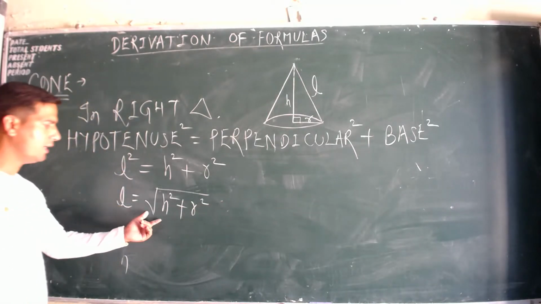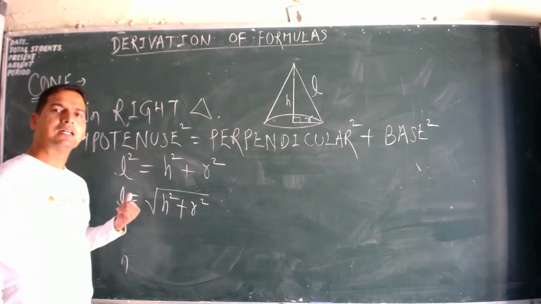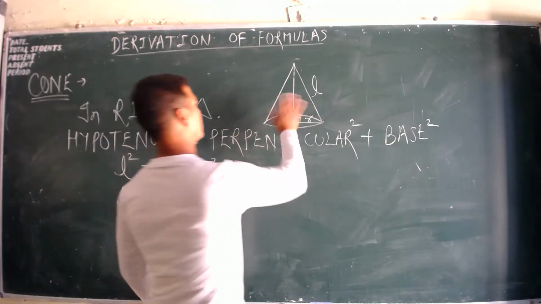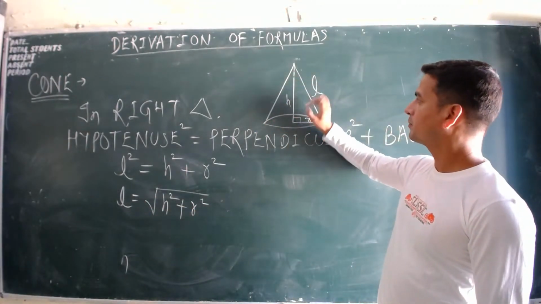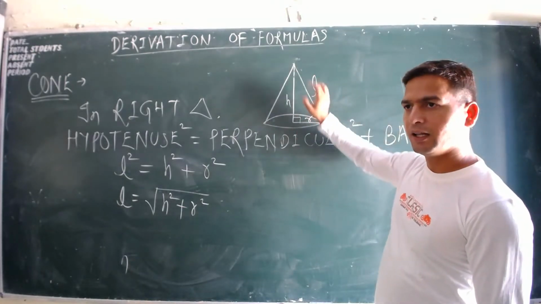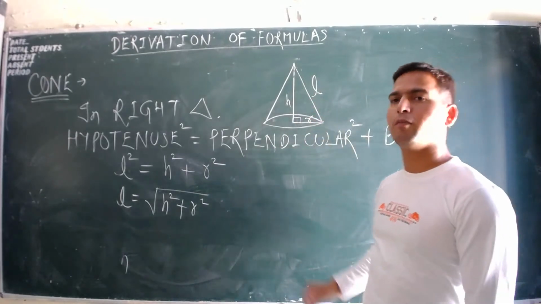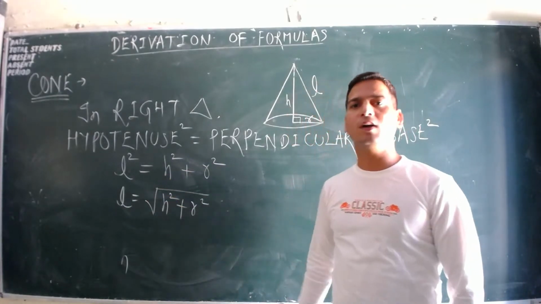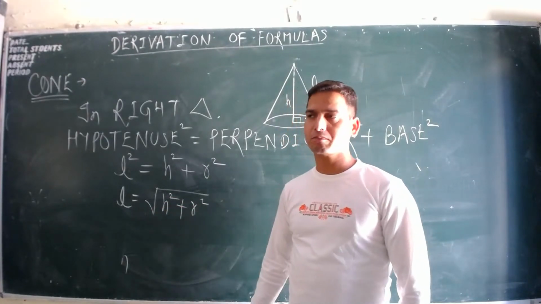If you know the height and radius of the right circular cone, you can find out the slant height of the cone with the help of the Pythagoras theorem. Suppose you forget this formula, just remember the figure: height, radius, and slant height. All three are sides of a right triangle, so they will follow the Pythagoras theorem. With its help, you will be able to find l equal to root of h square plus r square.